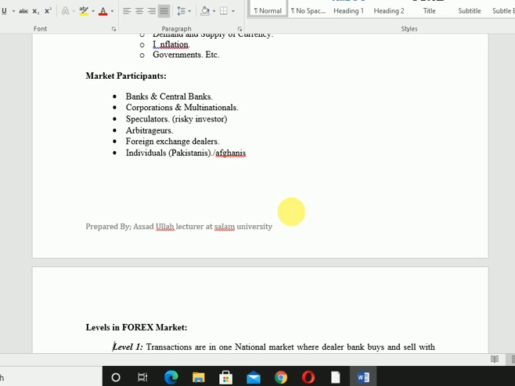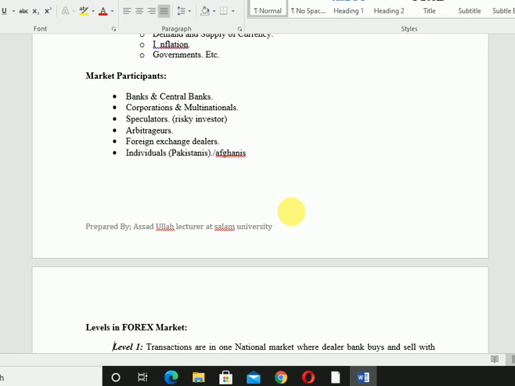Speculators. Speculators are also called risky investors. Like I'm speculating that in the upcoming week the dollar rate will be high as compared to the Afghani. So now I purchase dollars. So I'm a speculator now at a higher rate. When I give Afghani and purchase the dollar, where should I convert this currency? Automatically in the Forex market.